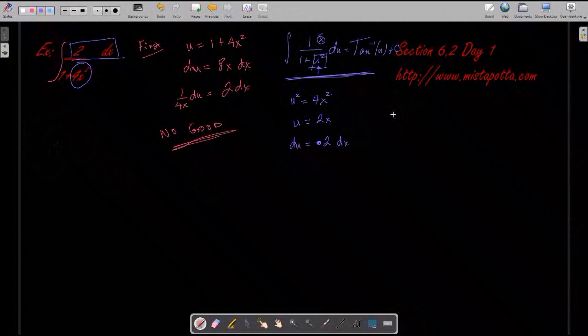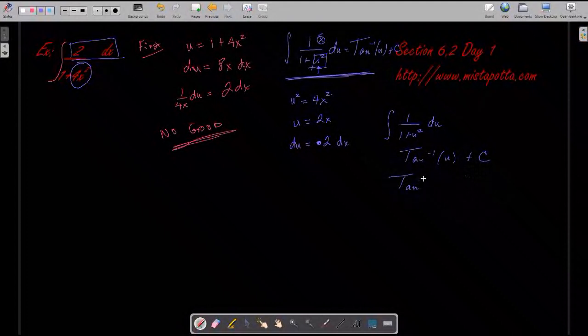So this becomes the integral of 1 over 1 plus u squared du, which is tan inverse of u plus a constant. And I need to make sure that I rewrite this as a variable of x. So this ends up being tan inverse of 2x plus a constant.